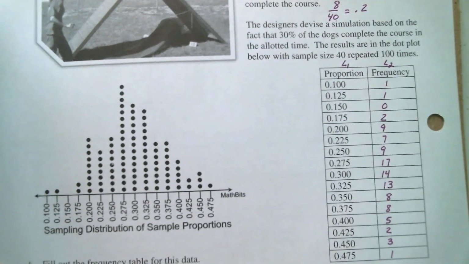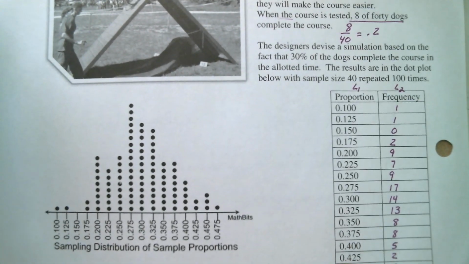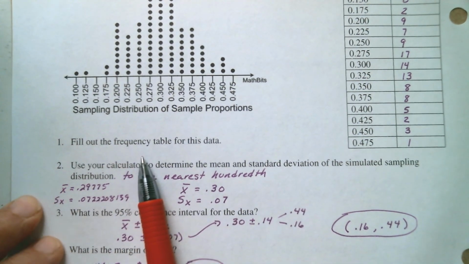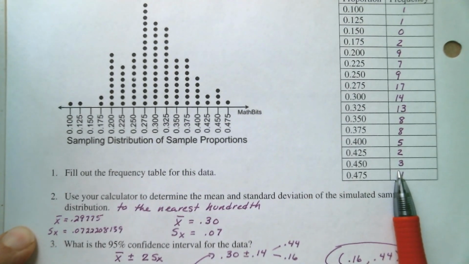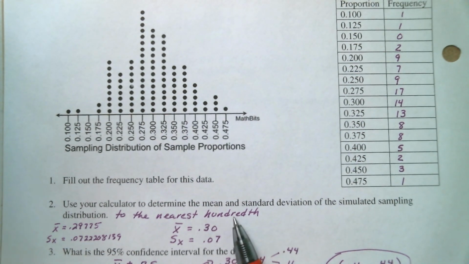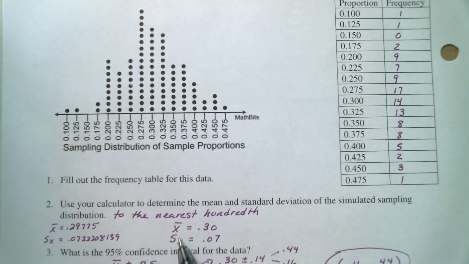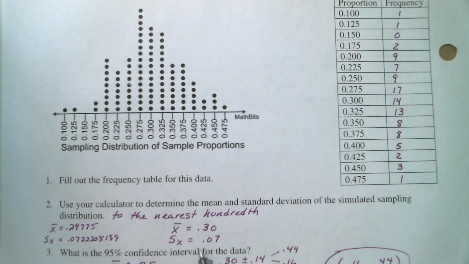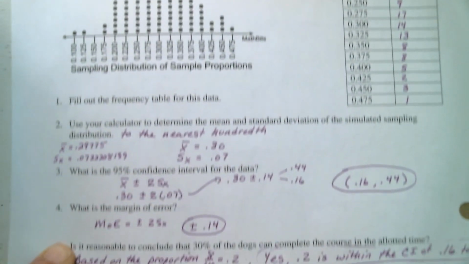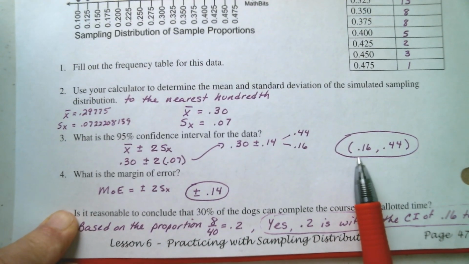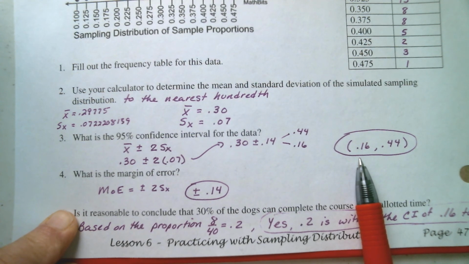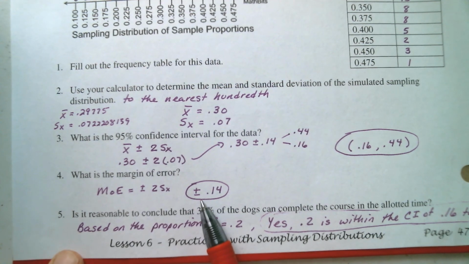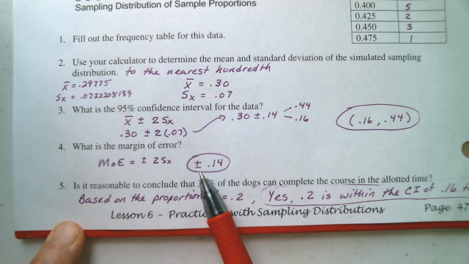Number 3, 3.1, you're to fill out the frequency table, which is here. 3.2, the mean is 0.30. The sample standard deviation is 0.07. 3.3, confidence interval 0.16 to 0.44. 3.4, margin of error plus or minus 0.14.